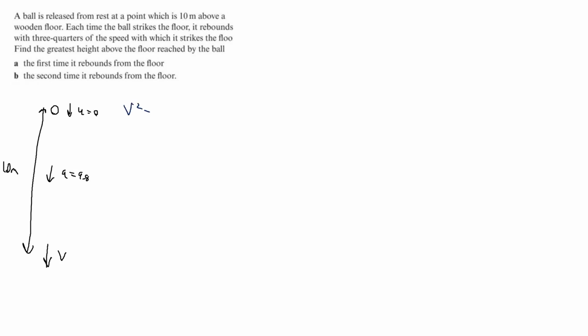v squared is equal to u squared plus 2as. So therefore, v squared is going to be 2 times 9.8 times 10, which is equal to 196. So v is equal to 14. Okay, cool. We know that when it rebounds, this time it's going to be 3/4 that. So let's draw another diagram.